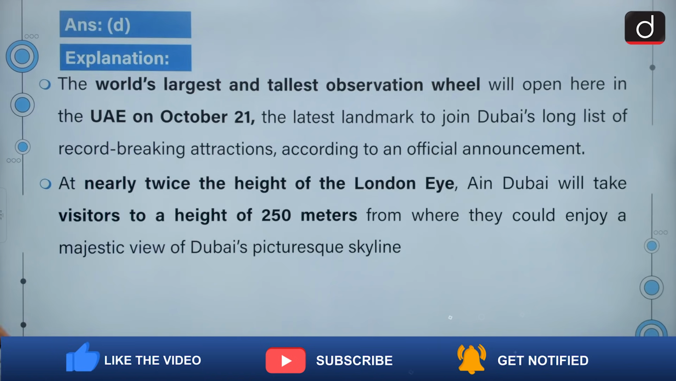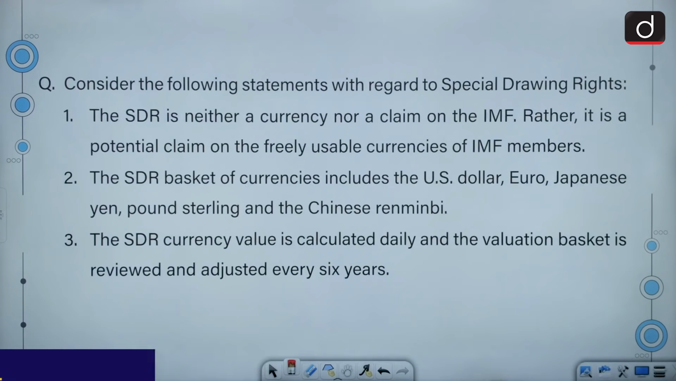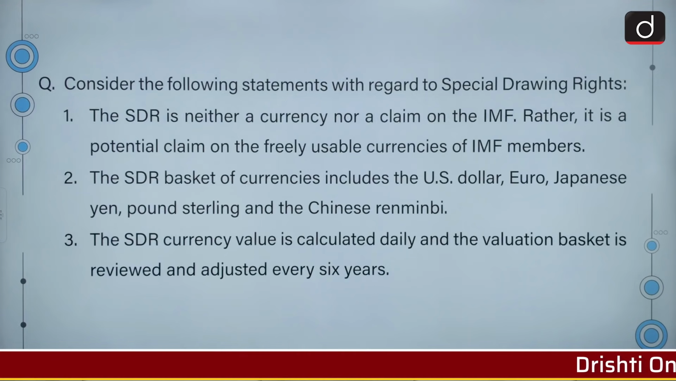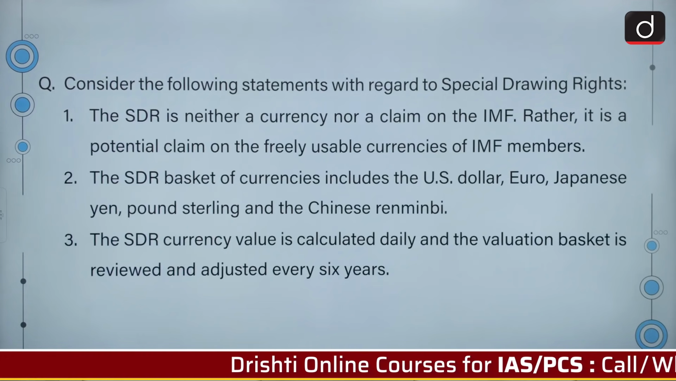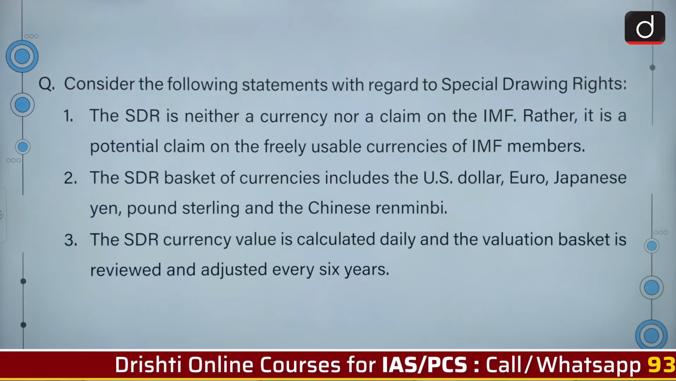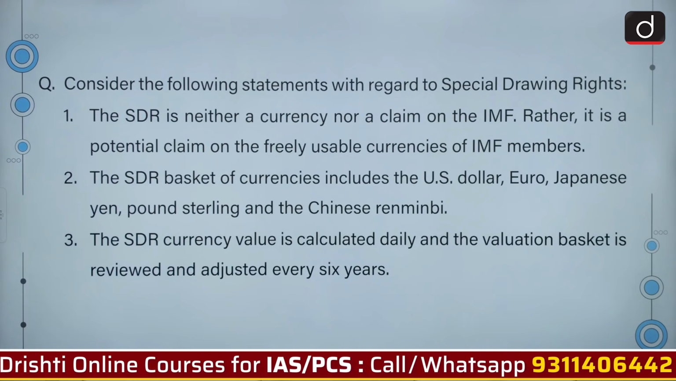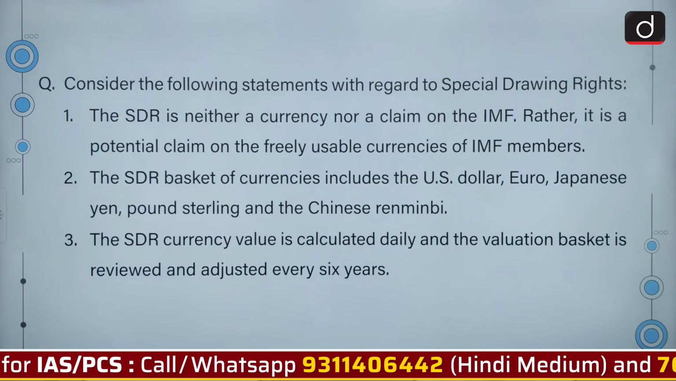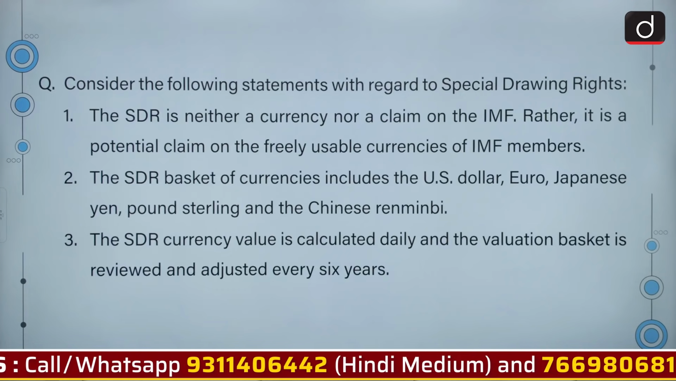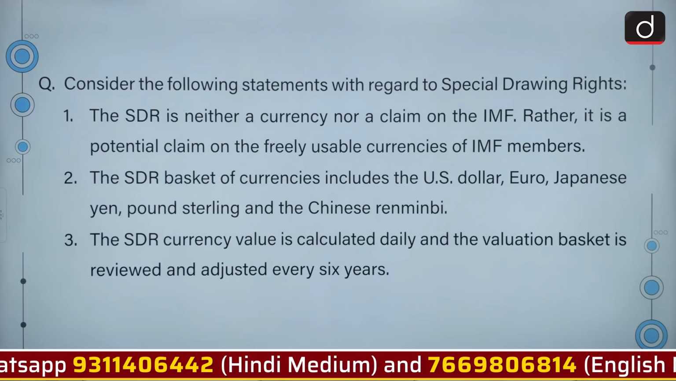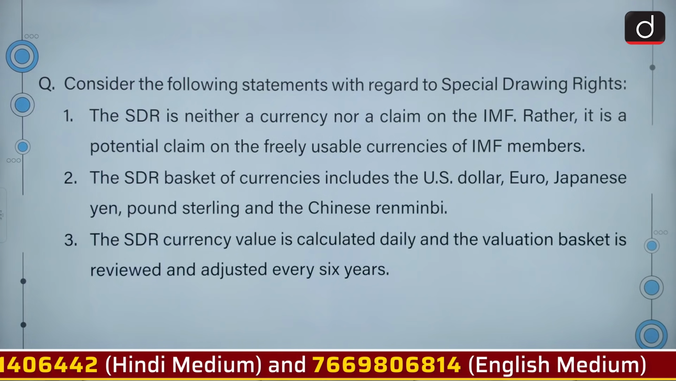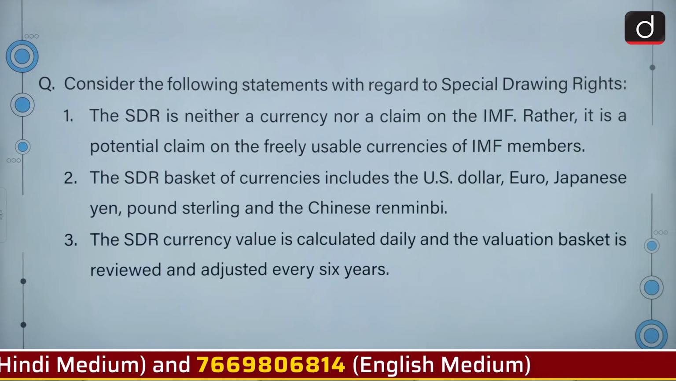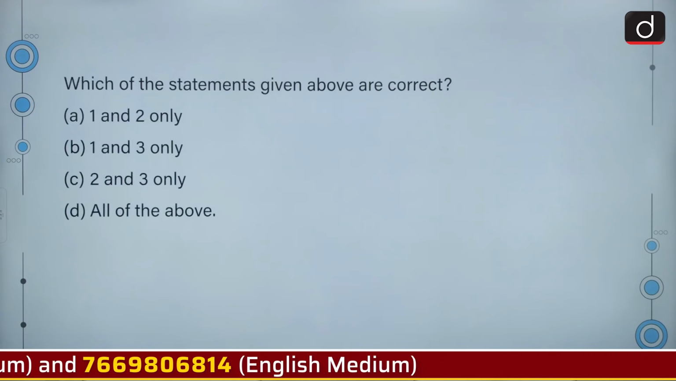Consider the following statements with regard to special drawing rights. The SDR is neither a currency nor a claim on the IMF. Rather, it is a potential claim on the freely usable currencies of IMF members, and the SDR basket of currencies include the US dollar, euro, Japanese yen, pound sterling and the Chinese renminbi. The SDR currency value is calculated daily and the valuation basket is reviewed and adjusted every 6 years. We have to select the correct statement.